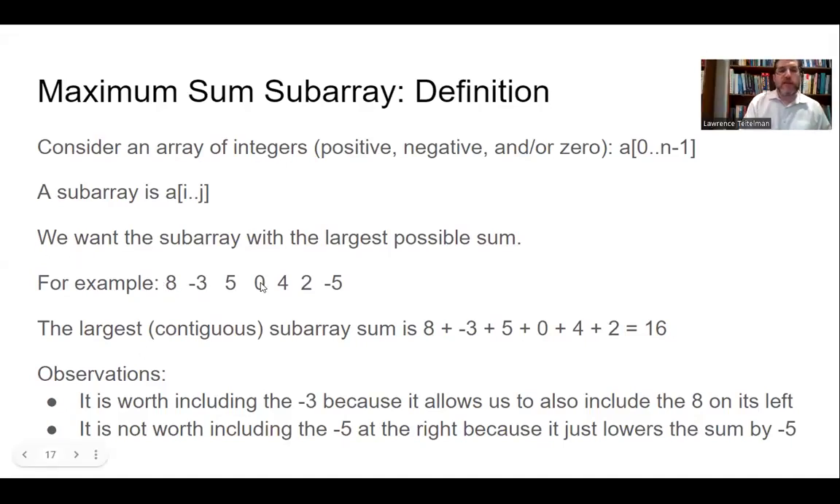If I go from 8 to 2, I get something. I don't know what that adds up to. I guess it says down here 16. If I add -5, I get -11. Okay. So sometimes it's worthwhile and sometimes it's not. So for example, this -3 is worthwhile to include. Why? Because if I include the -3, then I can also include the 8 to the left.